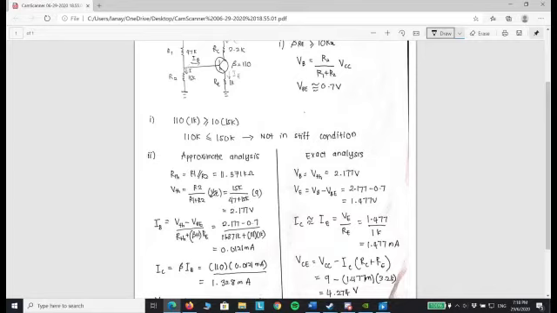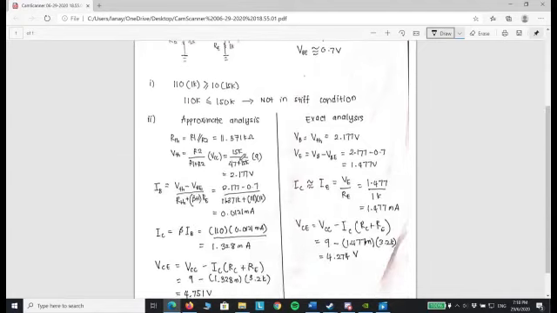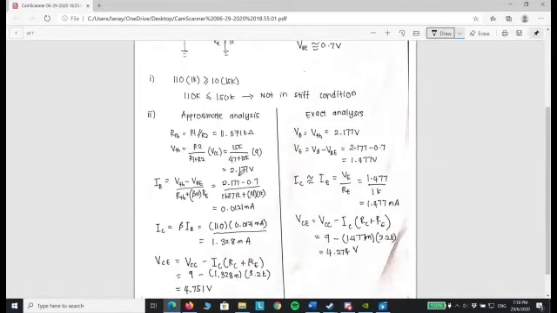By using the voltage divider rule, you can get the VTH, which is R2 over R1 plus R2 times the VCC, which is here 9 volt, and you will get 2.177 volt. Next, you can use the formula to find the IB by using the VTH and the RTH. You can put the values into the formula and you will get 0.0121 milliampere.